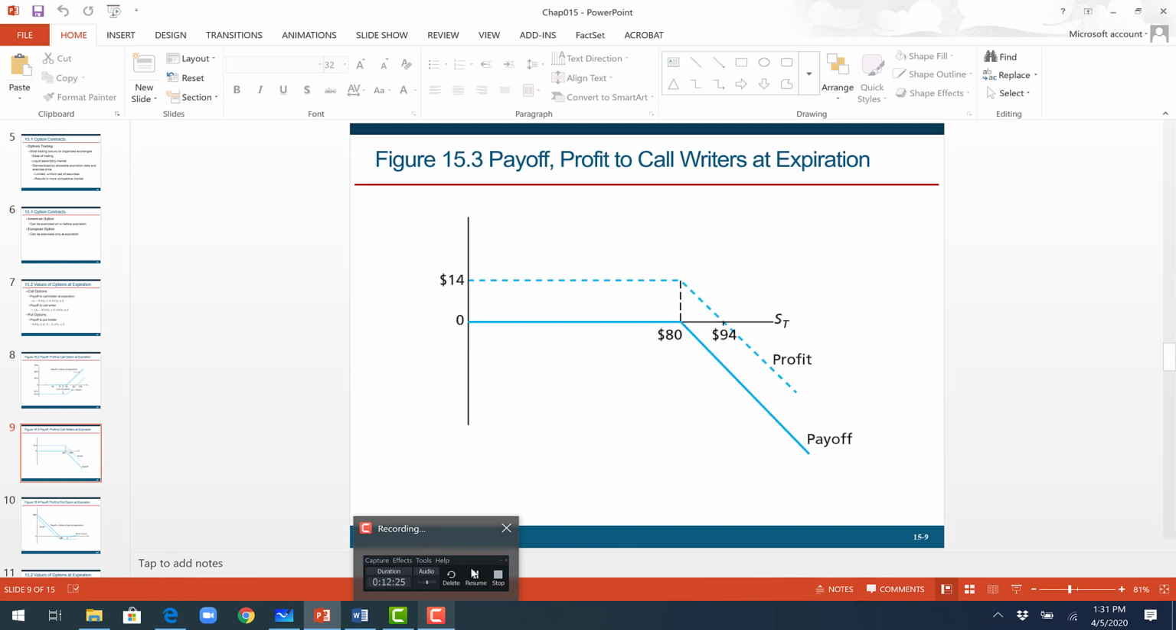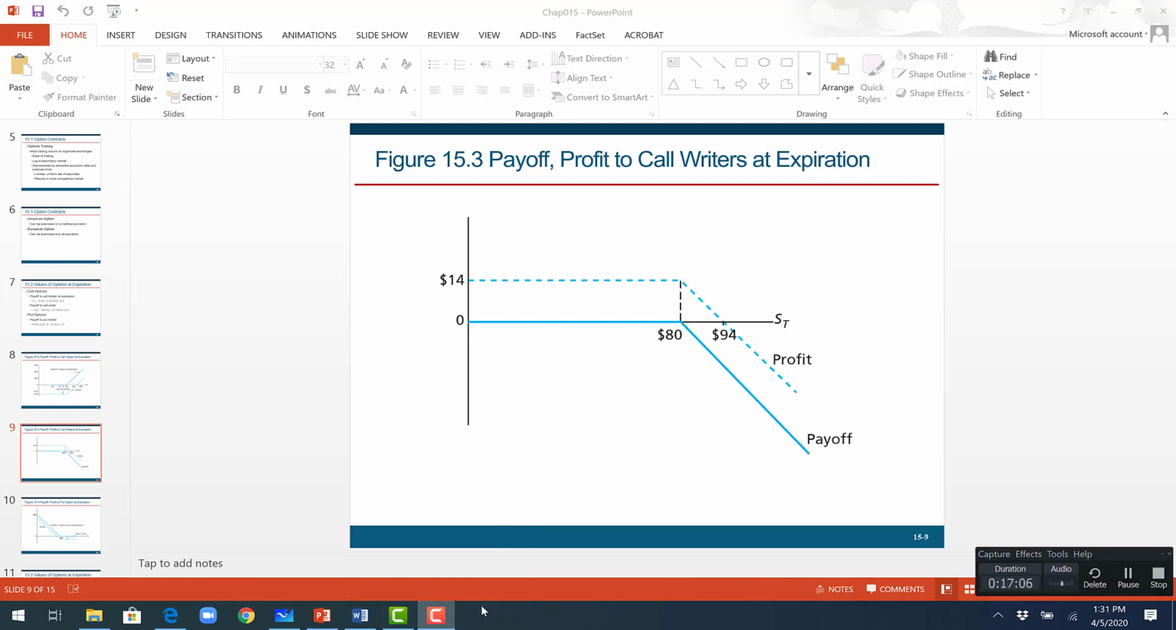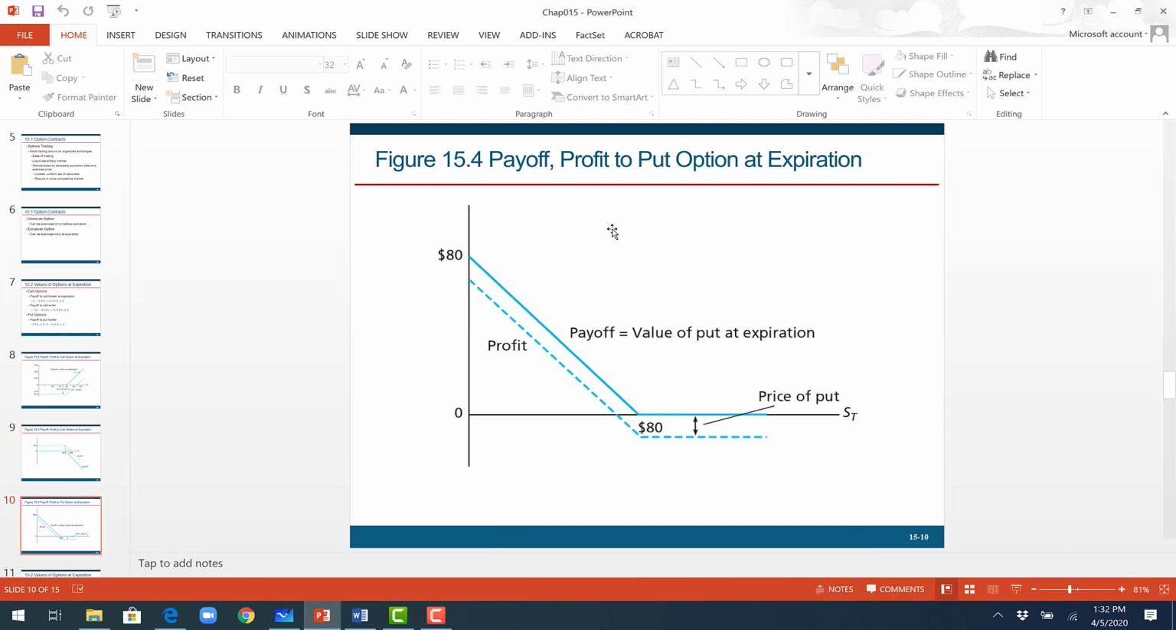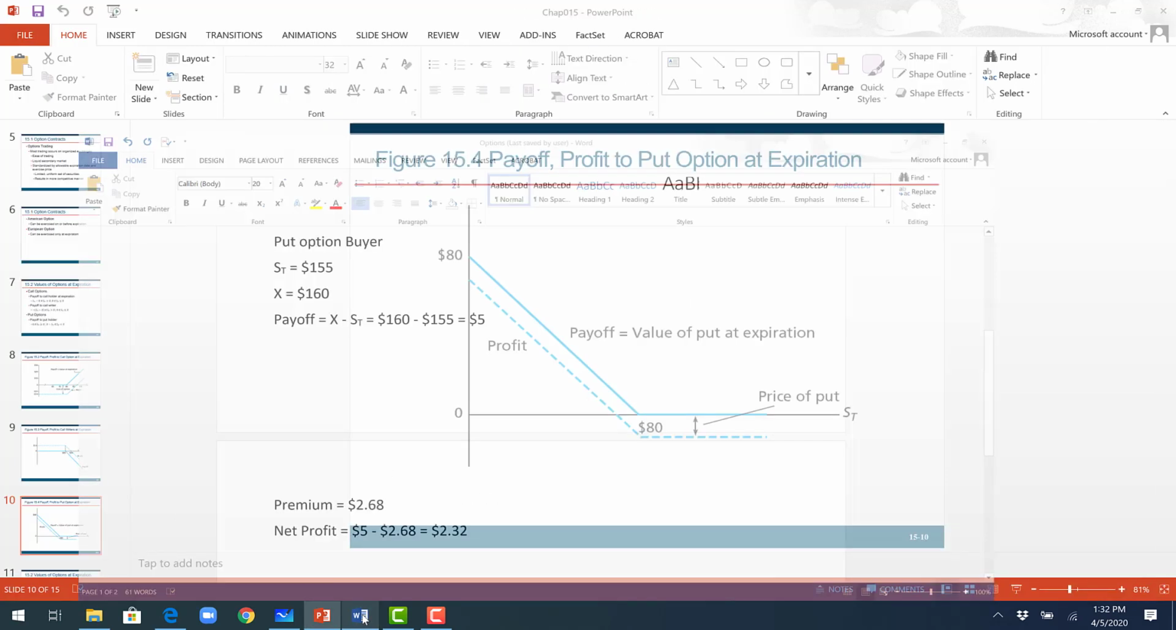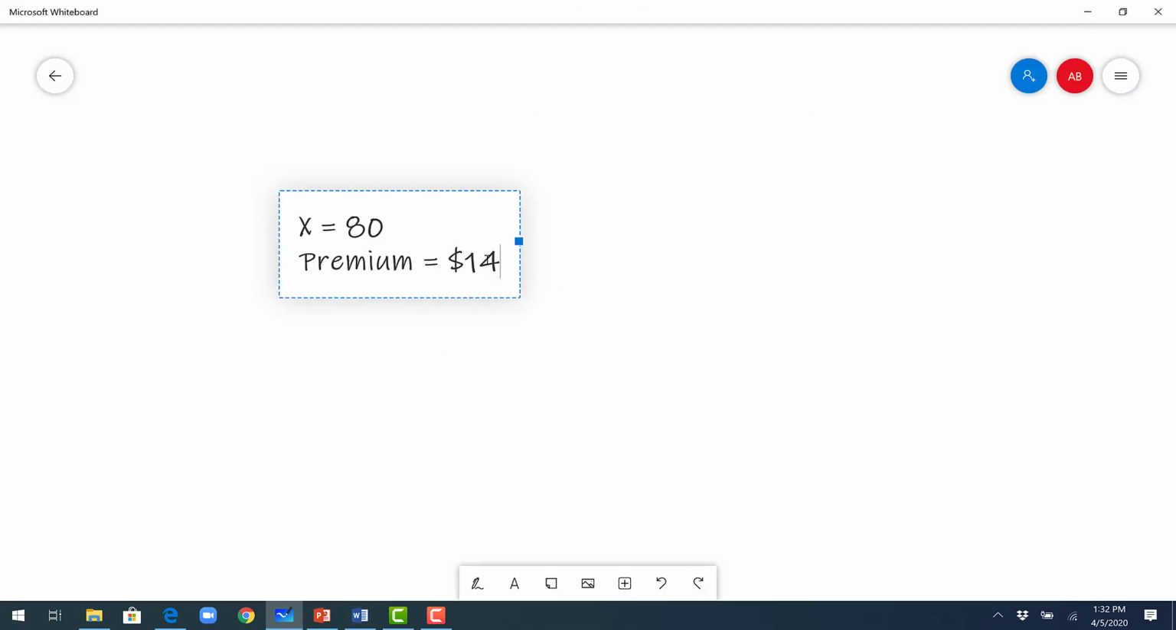Okay, and then what about the put option then? So here is the payoff for the put option. In this example, again, the exercise price is 80.